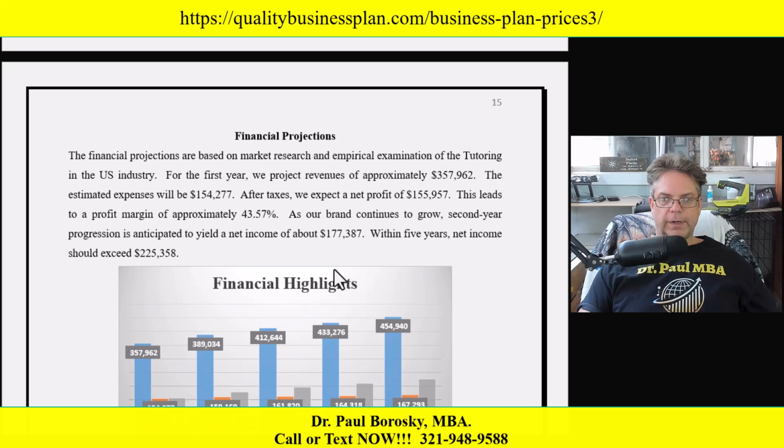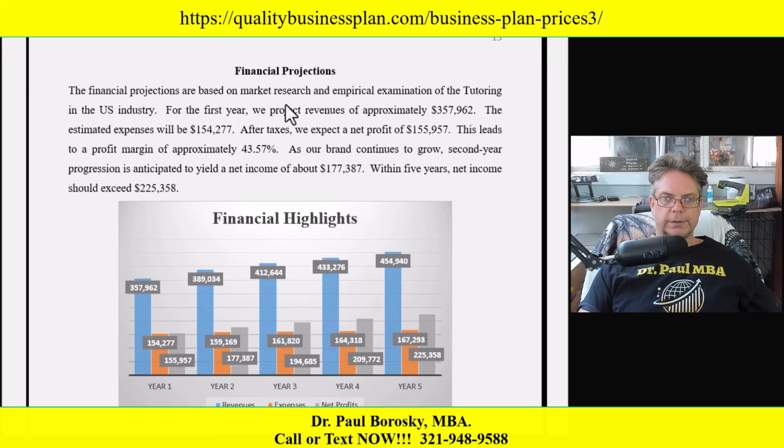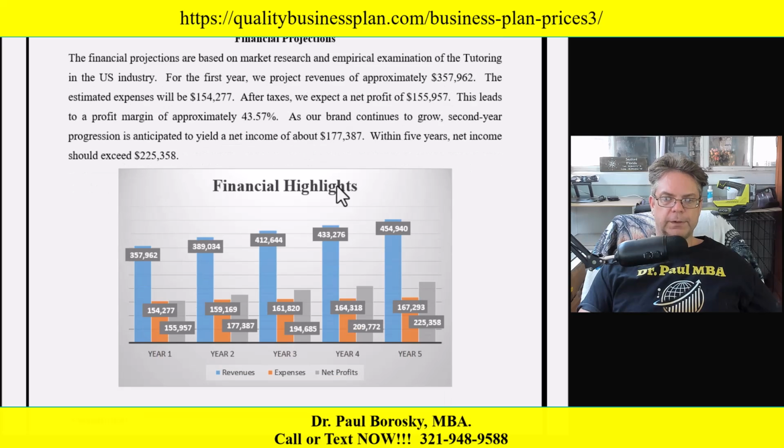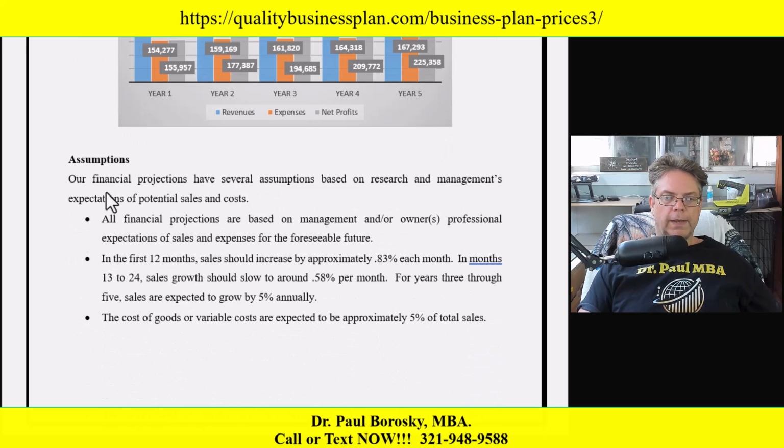Next section is going to be the financial projections. I always start off a traditional business plan with a summary of the revenues and the expenses and net profits. Nice little chart here. And then assumptions. We all know financial projections are made up. That's not a secret. Everybody knows that we can't predict the future.